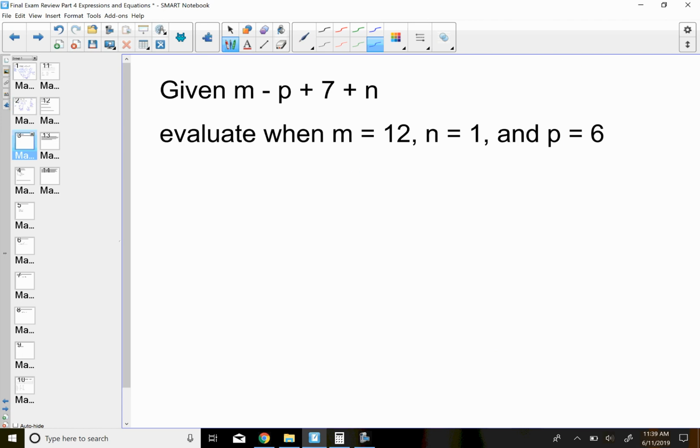All right, next one. Again, we're going to have an expression, m minus p plus 7 plus n.